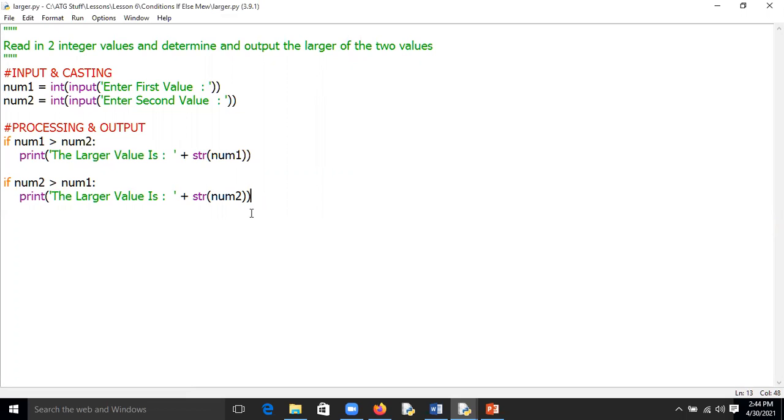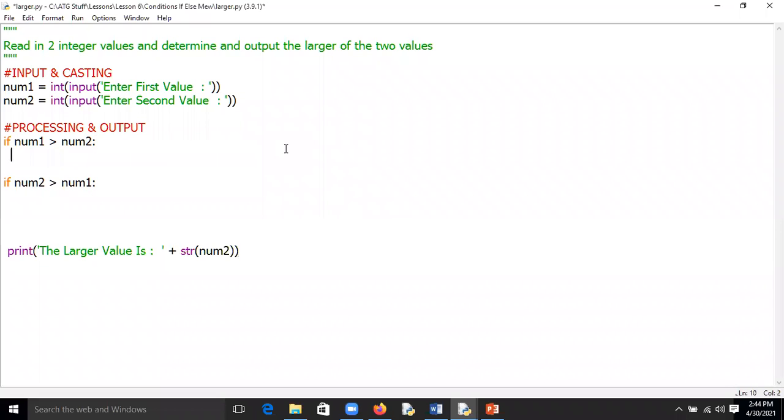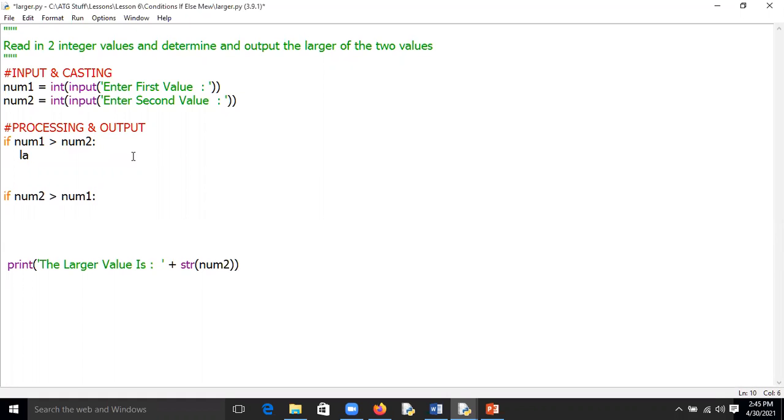And in order to actually do that, I'm just going to show you something. I'm just going to take that out from there, and you'll see why just now, and I'm going to paste it there. I'm going to introduce a third variable, and I'm going to call it larger. I'm going to introduce a new variable, larger is assigned num1.